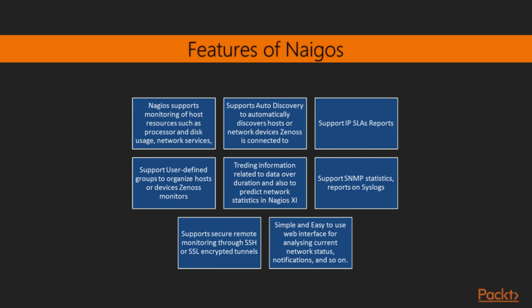More than all these, its main feature is that it is a simple and easy to use web interface for analyzing current network status, and so on. Nagios XI uses Nagios Core as the backend and provides an extended interface for monitoring resources. Nagios XI is supported in CentOS and Red Hat. So let's start with Nagios.